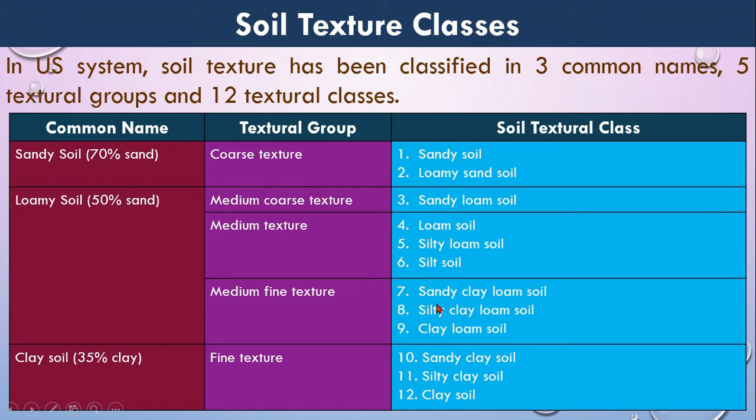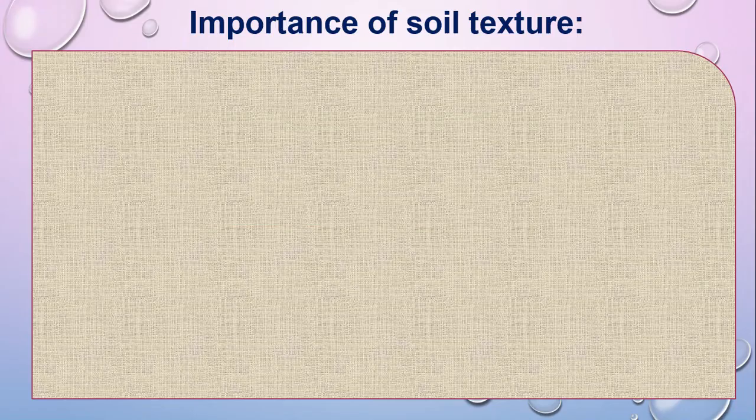Next one is medium fine texture, where there are 3 classes: sandy clay loam soil, silty clay loam soil and clay loam soil. So the loamy soils have 3 textural groups, and these are the classes. And the last one is the common name clay soil, and the textural group is fine texture, where there are 3 classes: sandy clay soil, silty clay soil and clay soil. So you have to memorize these classes because this is very important for your creative question as well as for MCQ. Next, I'll describe why we need to know the soil texture.